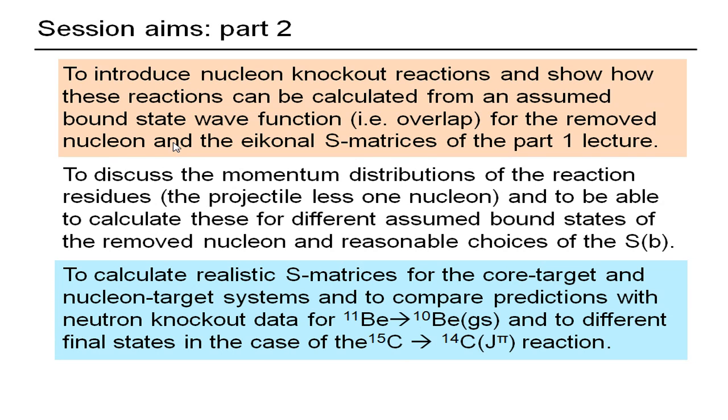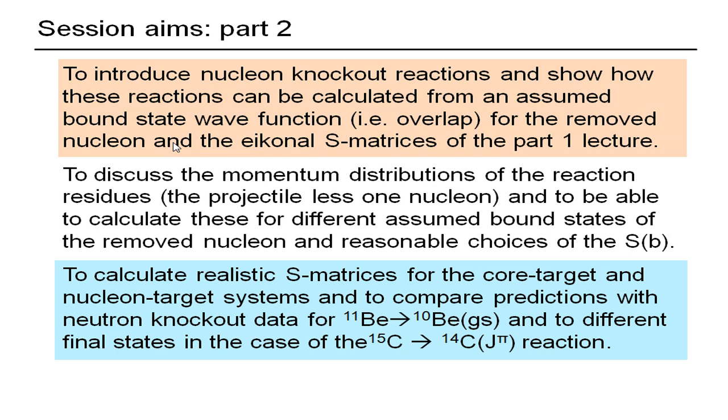Okay, so I want to introduce knockout reactions, show how they can be calculated from, first of all, just a simple bound state, and convince you that what's involved is the overlap function, just as we had last week. I want to discuss momentum distributions, and we'll define what those are in a moment, and how the shape of these momentum distributions can be used to say something about the wave function, the state of the nucleon that was removed in the knockout reaction. Okay, so this is heading towards spectroscopy.